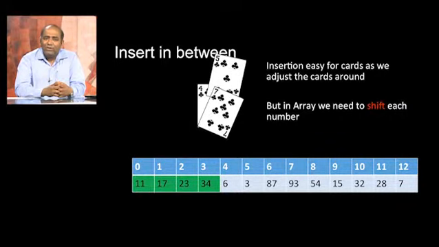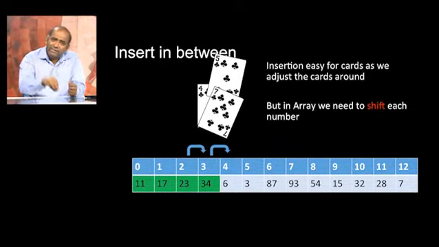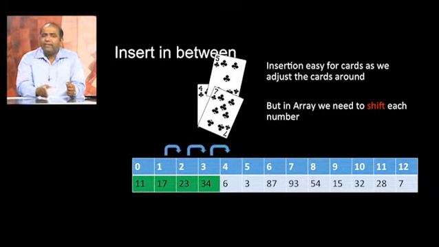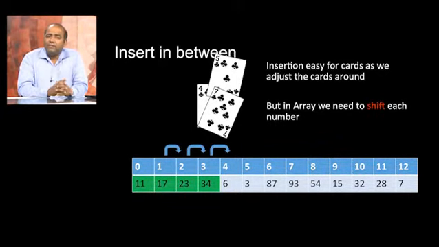Insertion was easy for the cards, as we could adjust the cards around it without much difficulty, but in an array, we would need to shift each number to make place for the numbers to be inserted. So, to put 6 in the right place, we would need to shift 34, 23, 17, 11 and then place 6 in the right place.